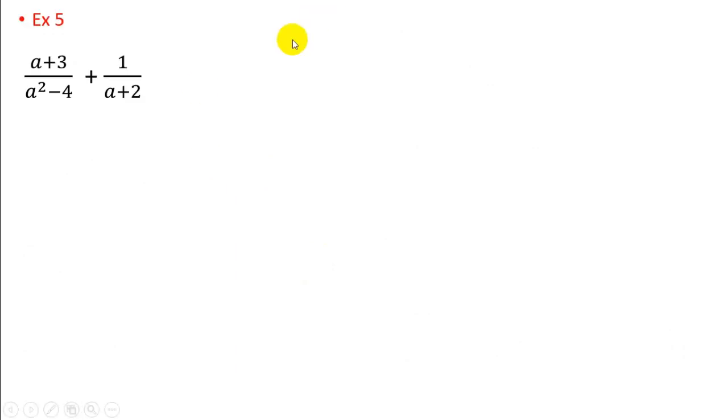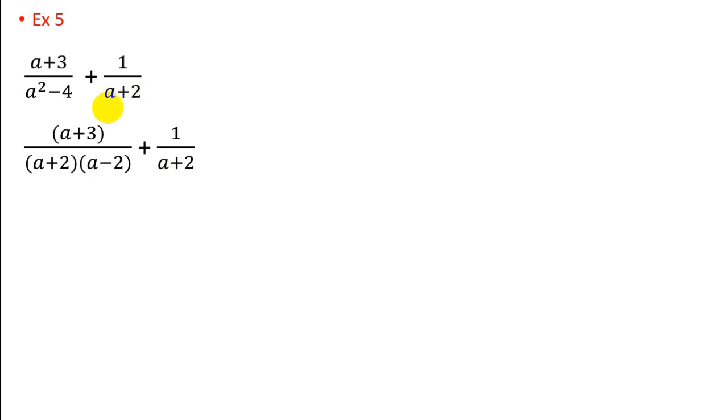Alright, so let me go to another example which we are going to go a little deeper into. As you can see, the fractions are a plus 3 over a square minus 4 plus 1 over a plus 2. By looking at these two fractions, you might think the LCM would be a square minus 4 into a plus 2. No, it is not, because a square minus 4 is a special section that we have already learned, which is the square of two factors.